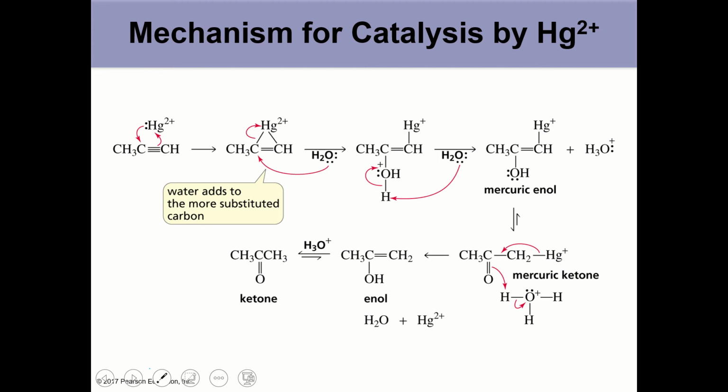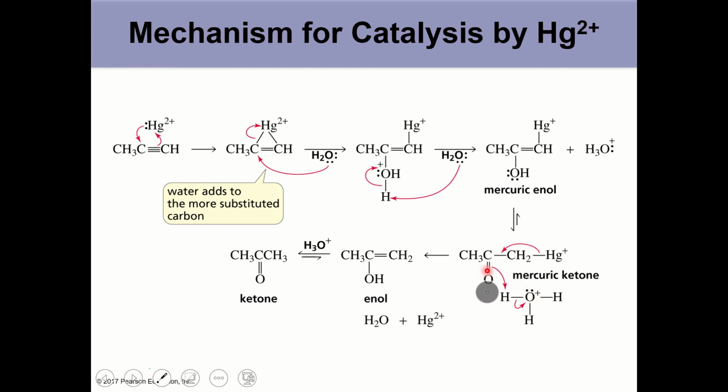At this point, we tautomerize the mercuric enol to the ketone. This pi electrons gain a hydrogen from water. Mercury will spontaneously dissociate to Hg2+, so the bonding electrons from carbon and mercury break. They go over to make a double bond between the carbonyl carbon and the CH2 carbon.